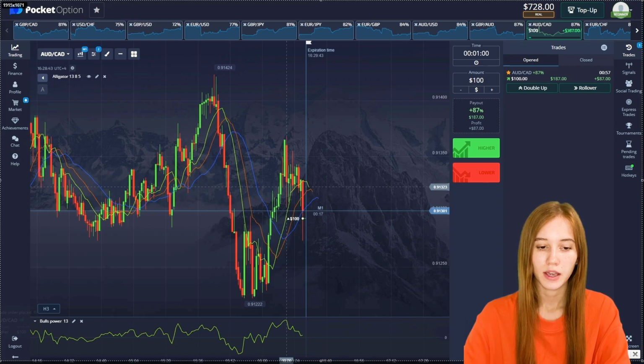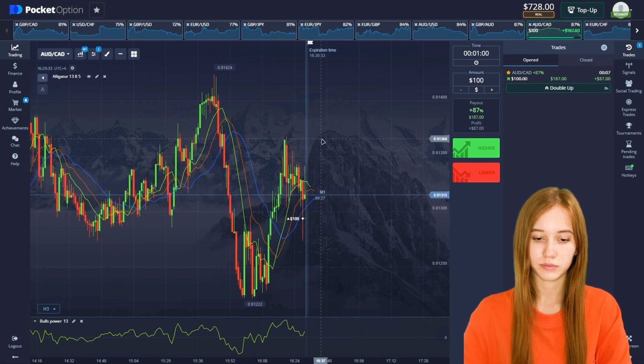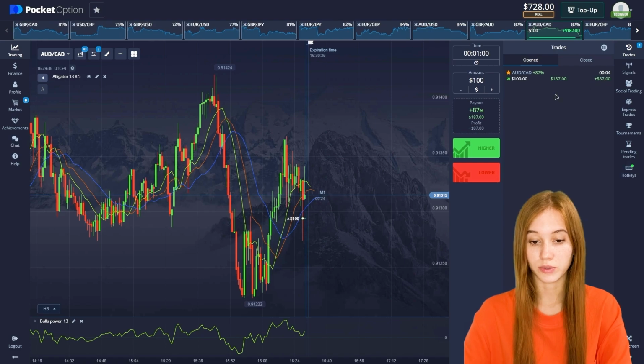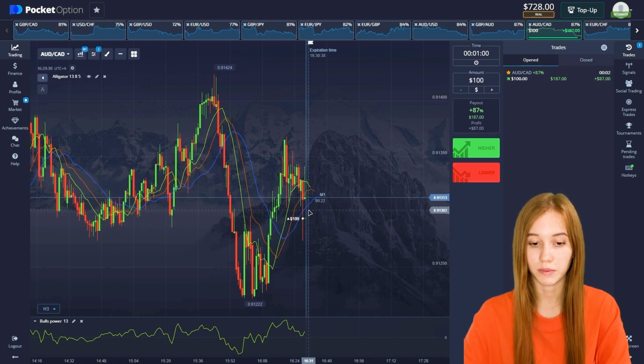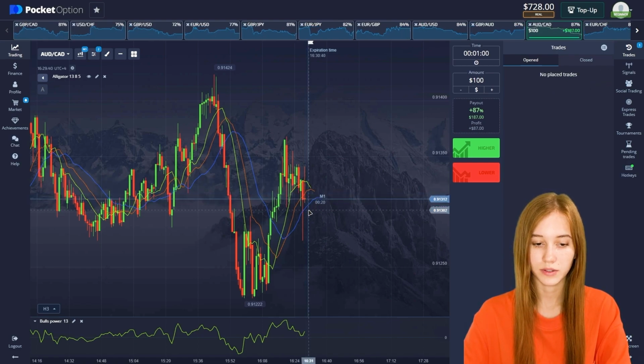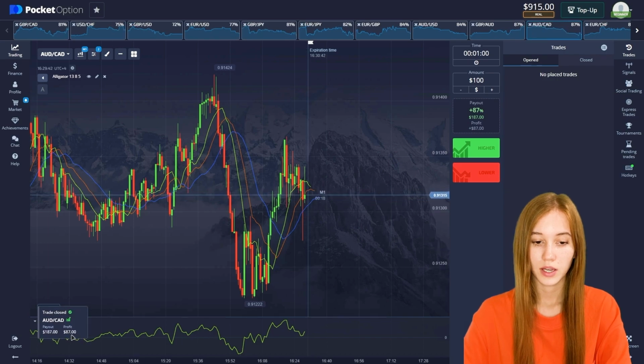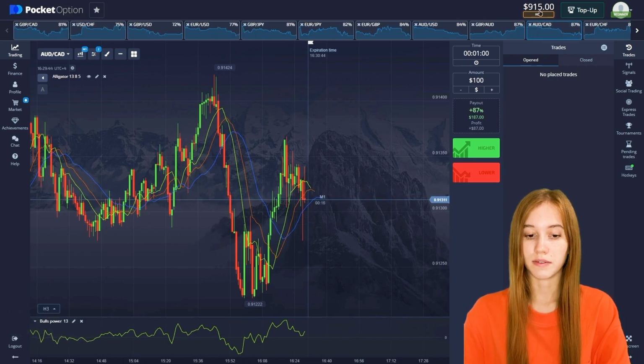And now there will be a slight pullback in the opposite direction. So, although the indicator shows that, I think this is a fake. Plus deal, profit $87.